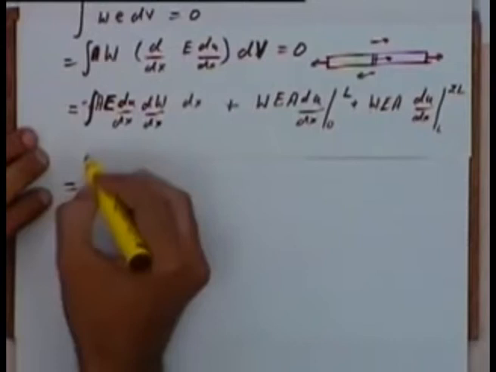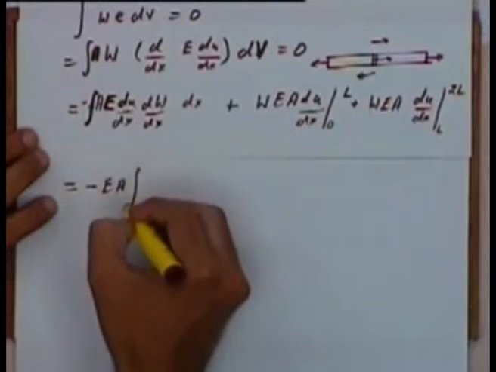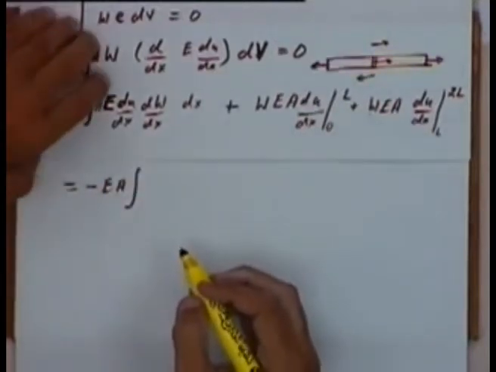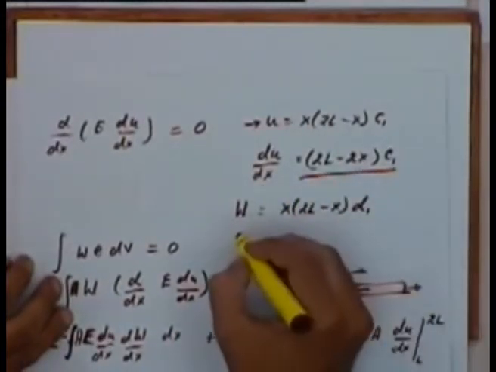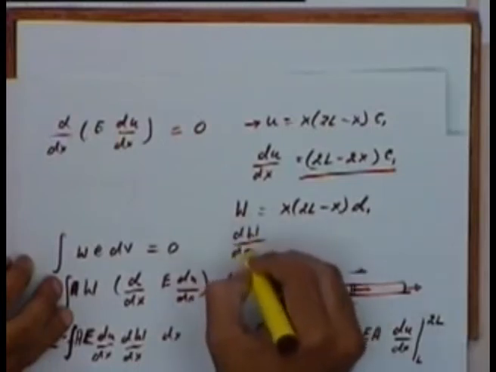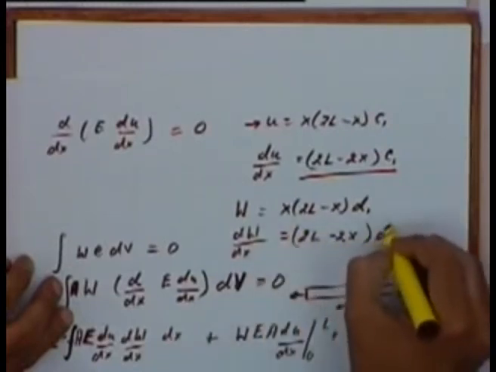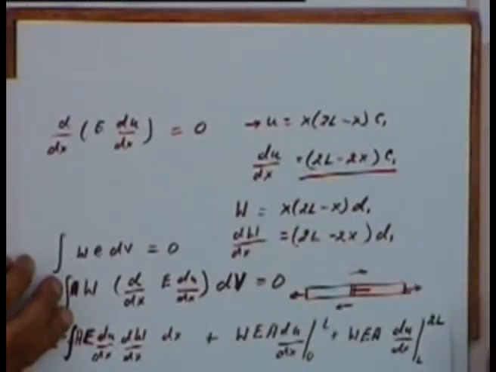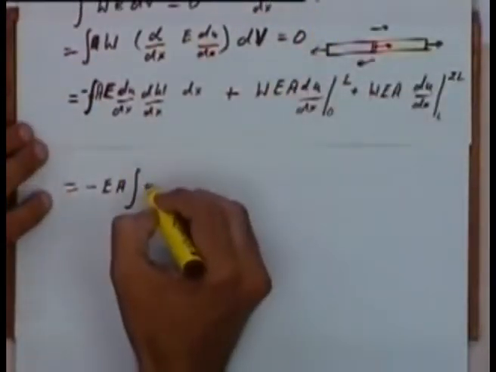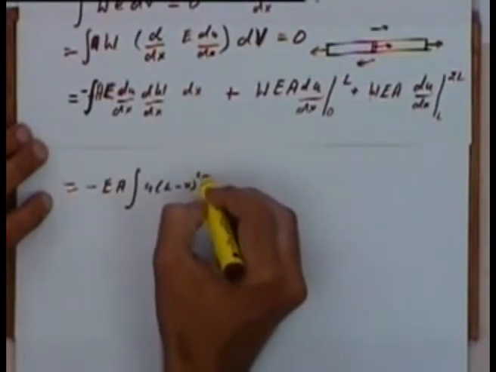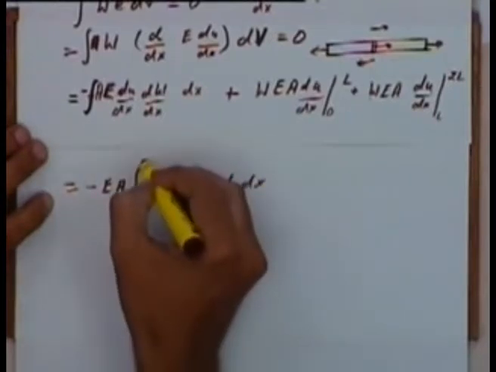Okay. Now if I take this first term, we will get minus E times A into the integral of du by dx. If you look at this term, du by dx is given here, and similarly dw by dx can be found out from here, which is 2L minus 2x multiplied by D1. Okay, so I will put these terms over here, and we will get 4 into (L minus x) squared into C1 into D1 into dx, x equal to 0 to 2L.